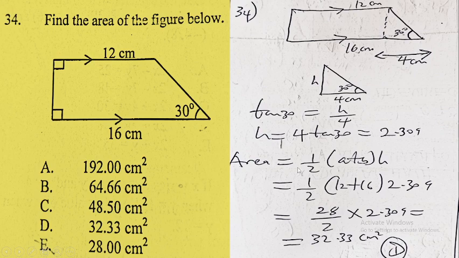So the formula for finding the area of a trapezium is half, open bracket, addition of the two parallel sides, close bracket, multiplied by the height. Then if you simplify that further, you have 32.33 centimeters square as the area of the trapezium. And option D is the correct option there.